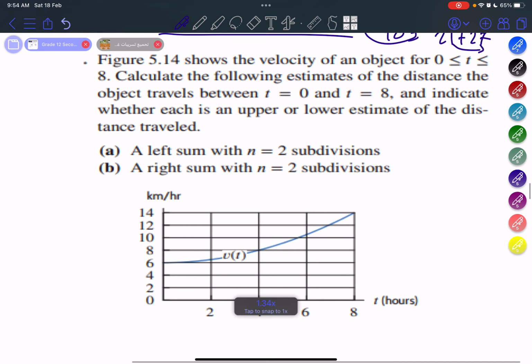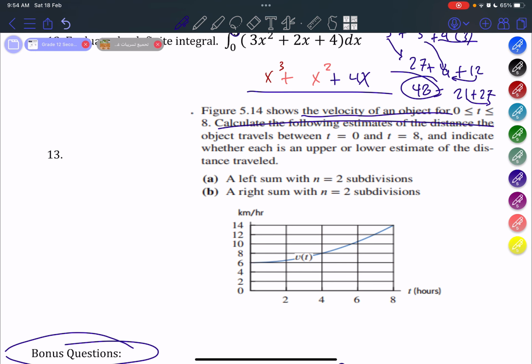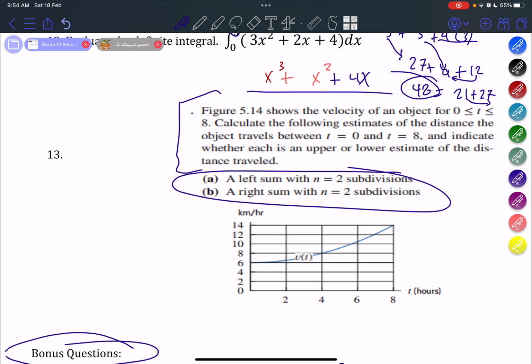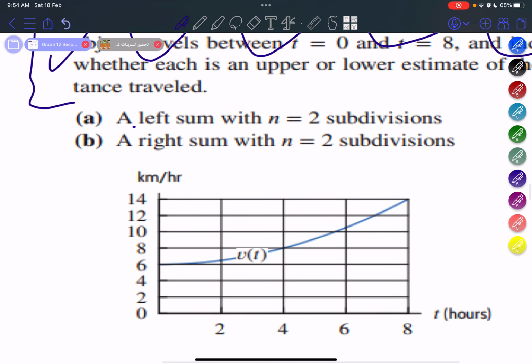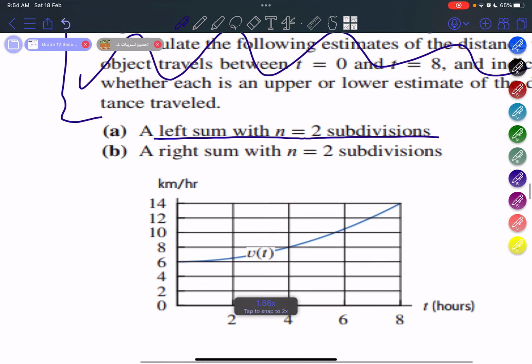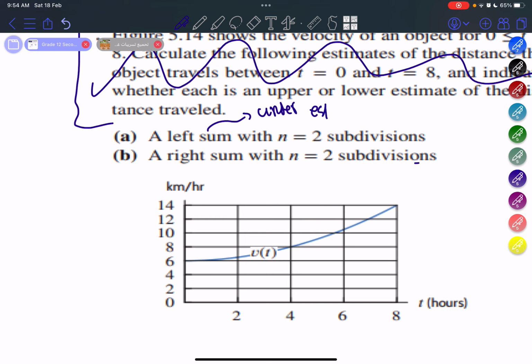So moving on to our last question in this video. Figure 5.14 shows the blah, blah, blah. There are actually many questions in this question alone, but they want us to solve only part A and B. So don't read this question. Just read A. A left sum with n equals 2 subdivision and a right sum with n equals 2 subdivision. So what does it mean? A left sum, as we mentioned before, is underestimate, while a right sum is overestimate.